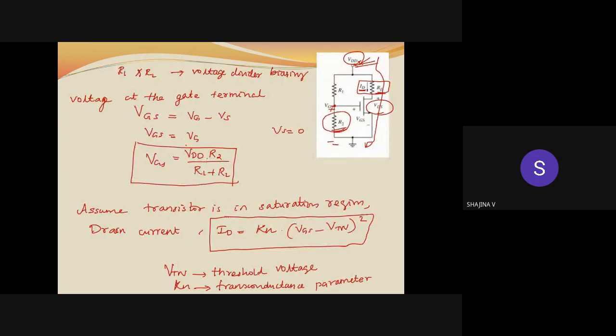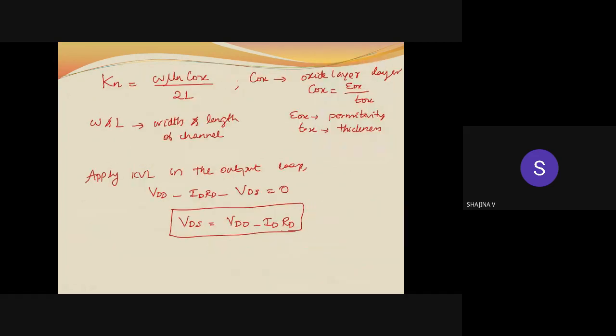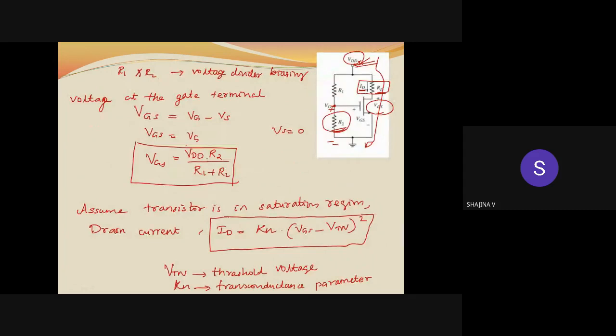When changes come in the circuit, the expressions for VGS and VDS may change. But ID will be the same as this one.